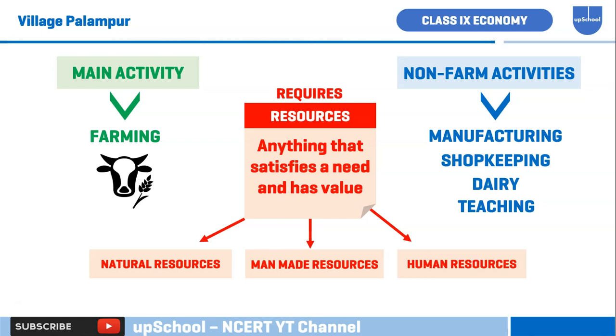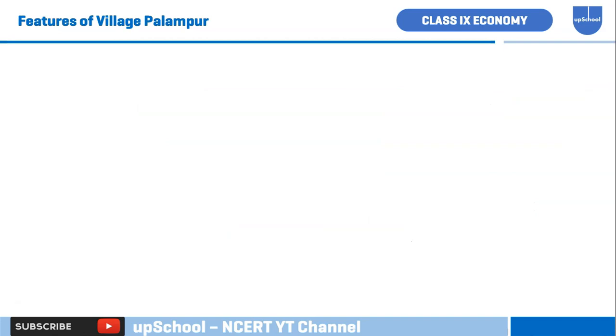Humans, the knowledge and the skills of humans itself make a resource. So that is human resources. So these main activities, these farming activities and these non-farm activities, they all require resources in order for them to be engaged. The features of village Palampur.